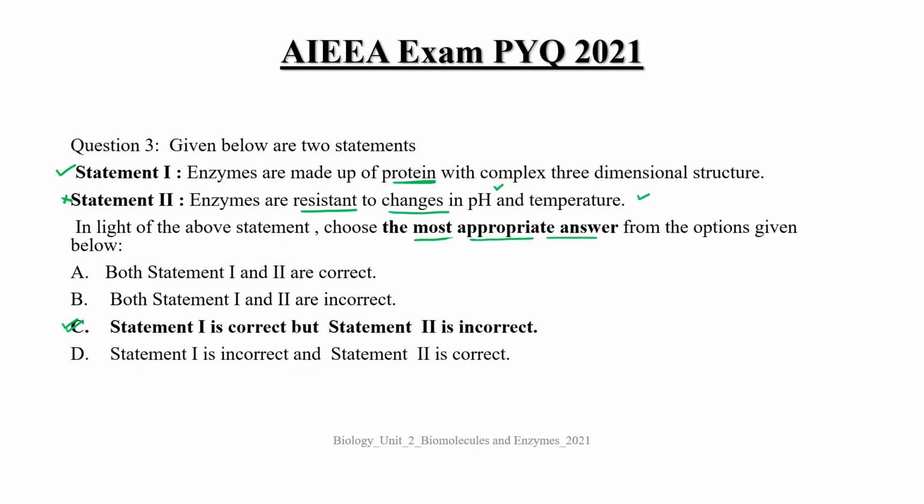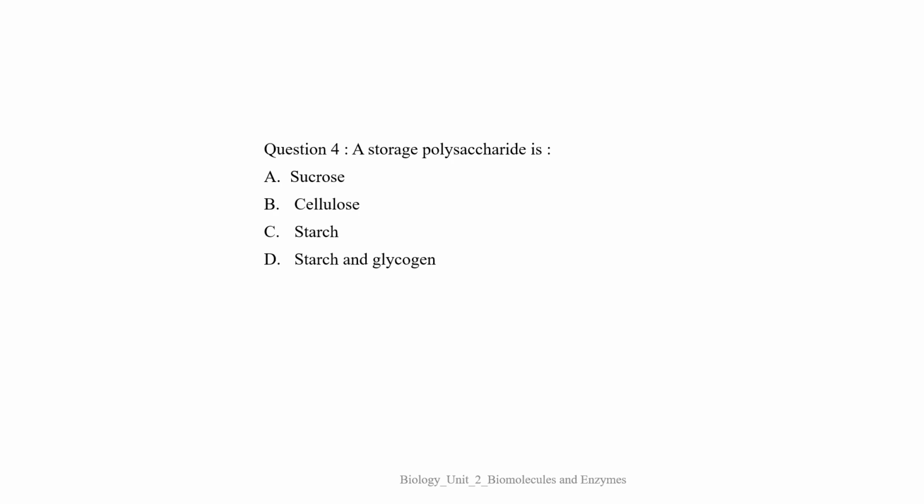Clear? Now let's move to the next question, that is question number 4. A storage polysaccharide is. Choice number A, sucrose. Choice number B, cellulose. Choice number C, starch. Choice number D, starch and glycogen. So you just take 5-10 seconds and then we will discuss the correct answer.